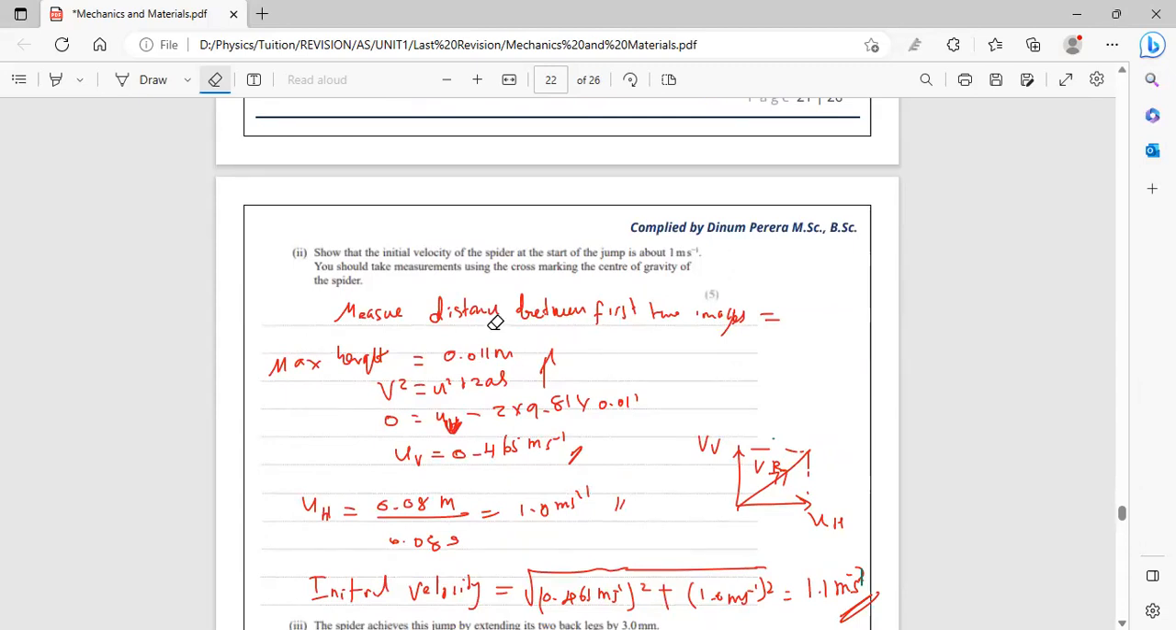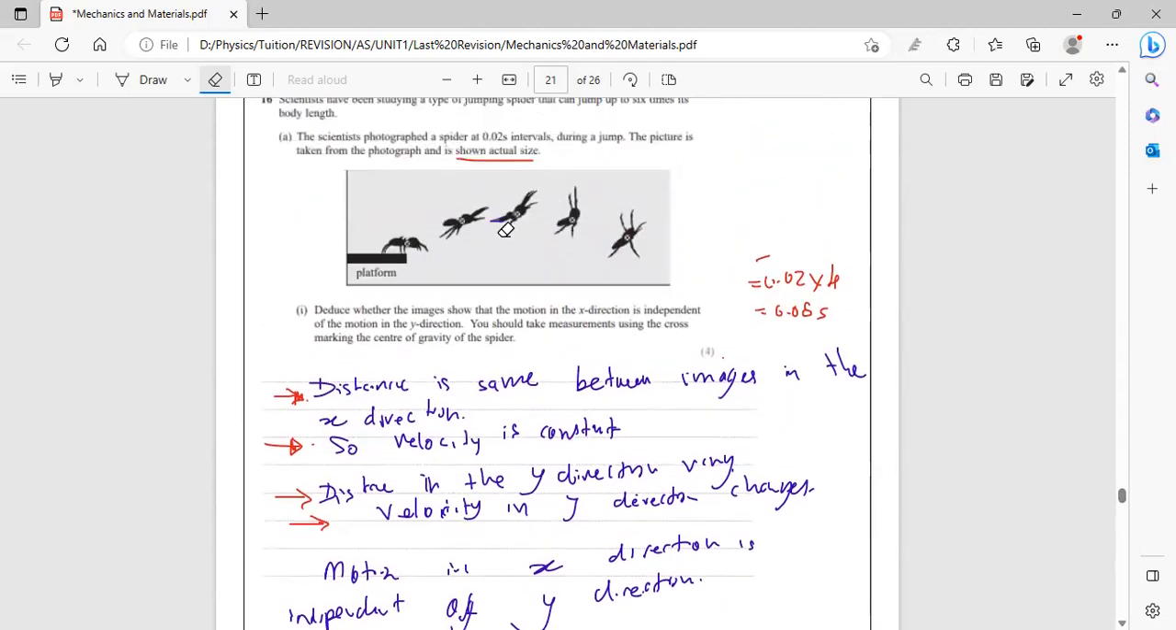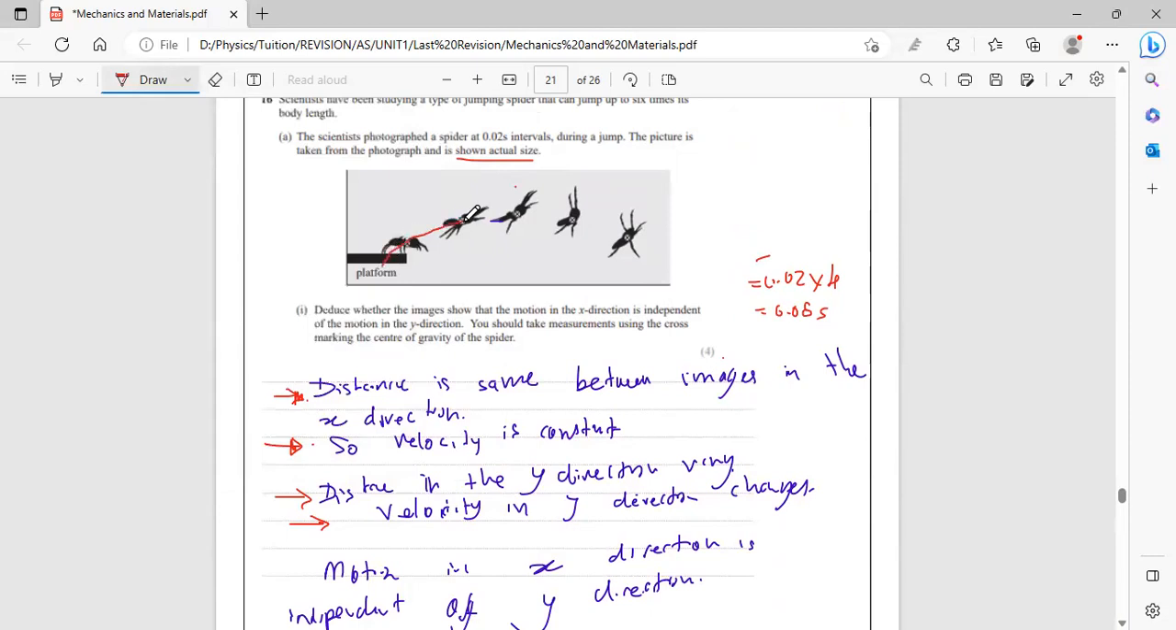Part 2. Show that the initial velocity of the spider at the start of the jump is about 1.1 meters per second. As per the diagram, the spider jumps at an angle, right? Because the motion of the spider follows a kind of parabolic path, right? So it's a projectile, an angle projectile.